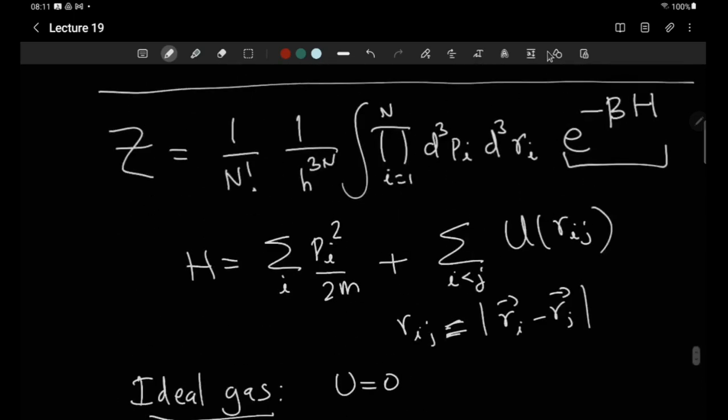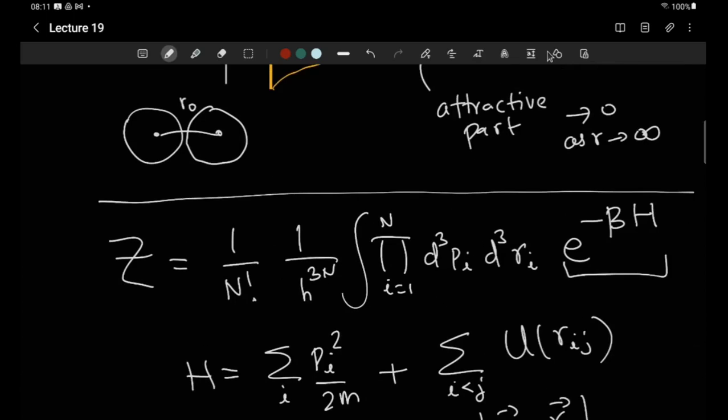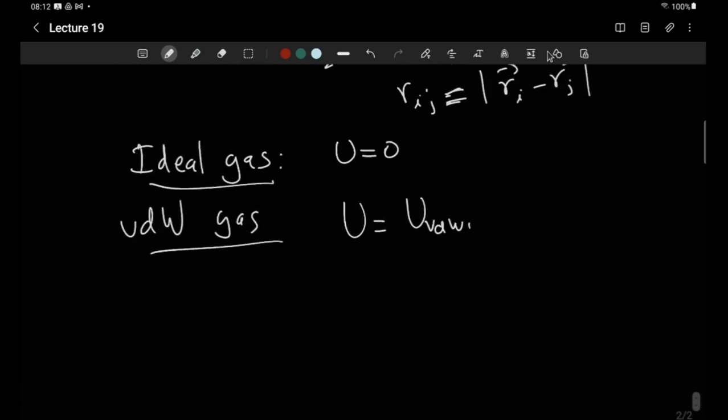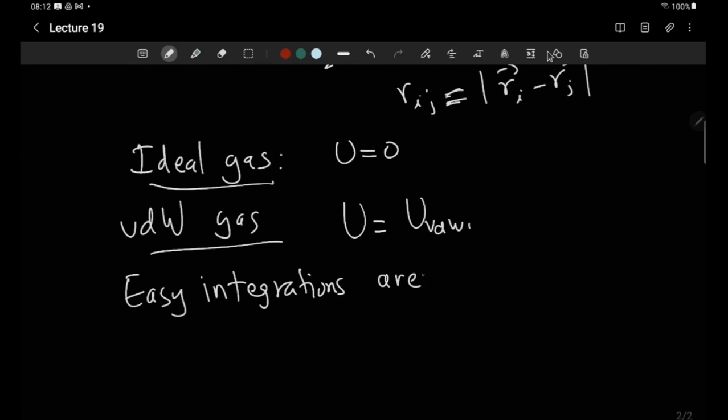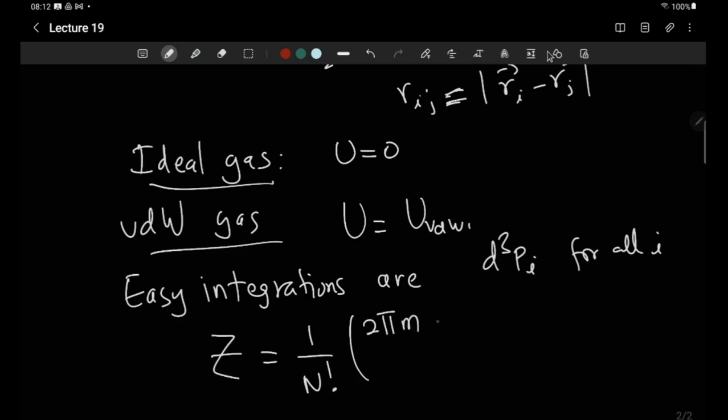There is one set of integrals which are easy, and which one is that? Anybody? D3R, we have to integrate over e power minus beta U of r, right? Momentum integrals. Each of them for each component is a Gaussian, so we can do easy integrations. The dq dp for all i. I don't expect you to remember all those things, but anyway, Z would be 1 by N factorial times. I'm not going to explain this. Hopefully I don't make a mistake.